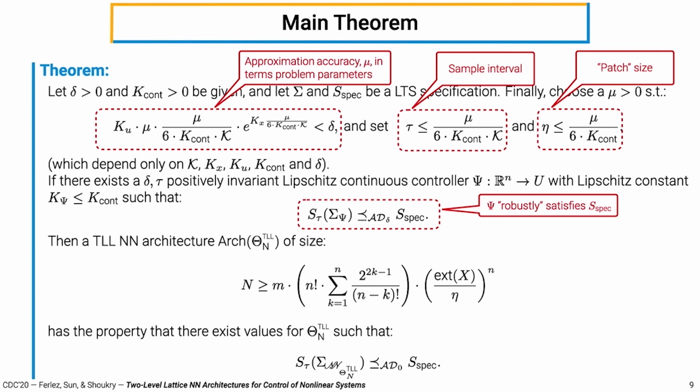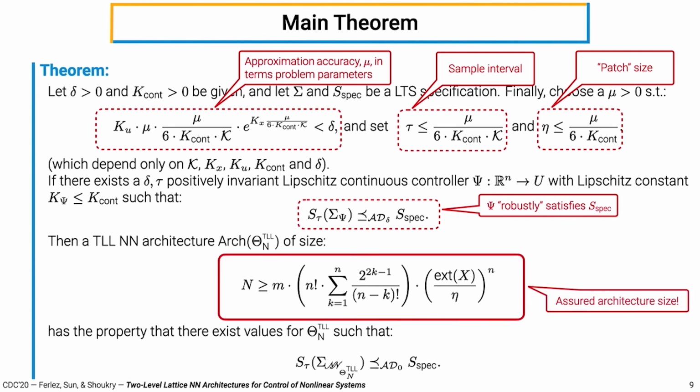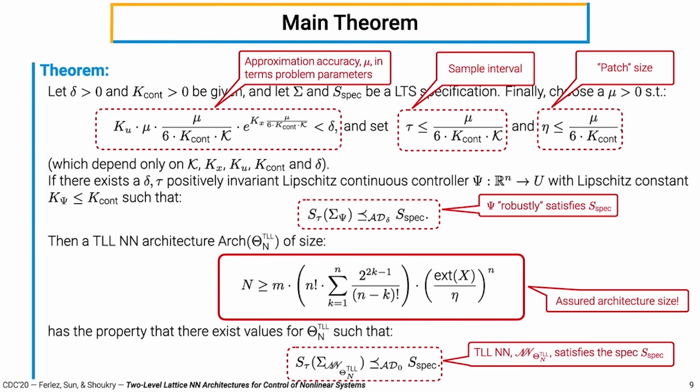So assuming the existence of such a controller psi, the conclusion of the theorem is then that if you take a TLL architecture with number of linear regions n, at least the size shown on the screen, then that TLL architecture will have the property that there are parameter values for which the resulting network satisfies the specification, albeit not robustly. And in particular, this solves the problem that we posed.